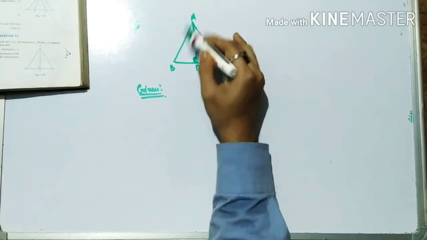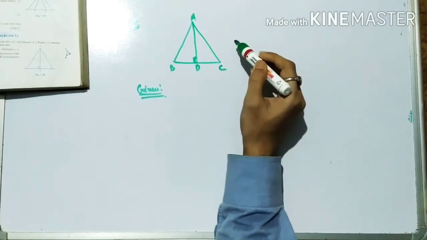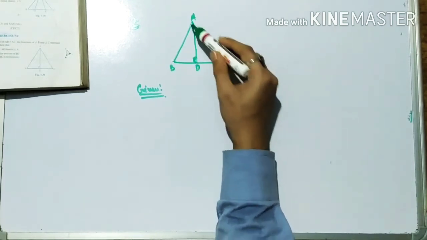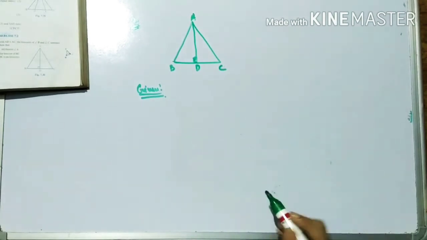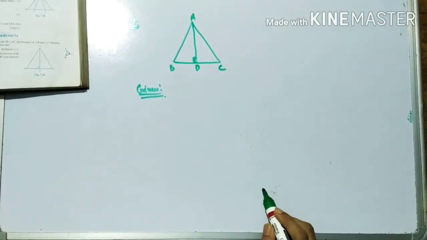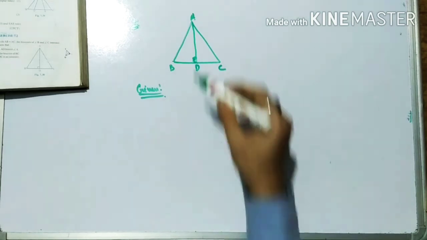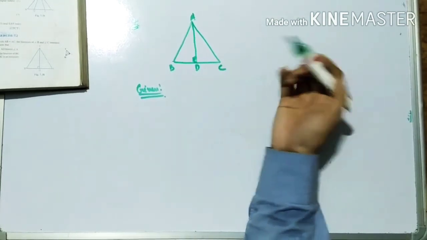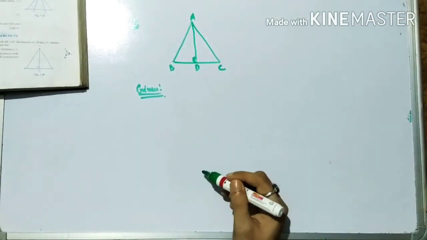Next I have to show that triangle ABC is an isosceles triangle in which AB is equal to AC. So AB equals AC I have to prove here. If I can show that AB equals AC, then I can say that this triangle is an isosceles triangle.